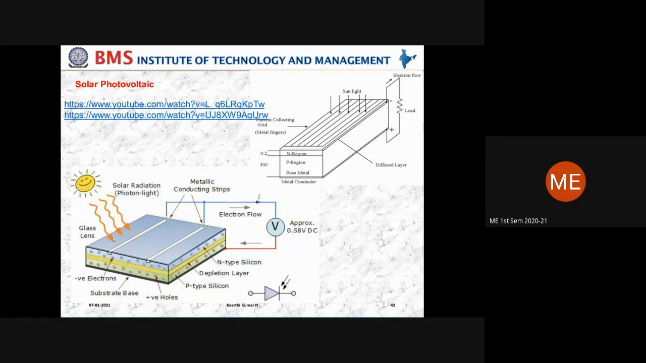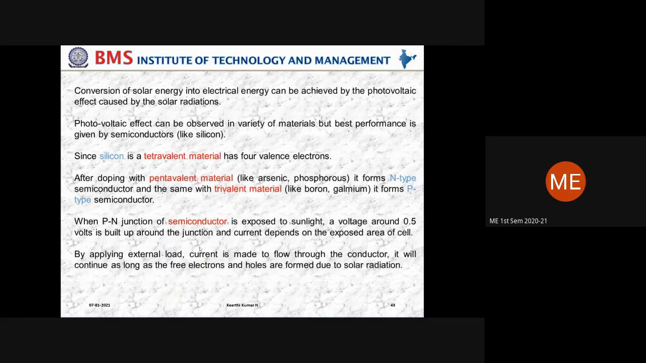Here, the solar radiation falls on the surface of the glass. As it is transparent, it can easily transfer to the silicon wafer, and the electricity is generated. This is all the points you are supposed to write.